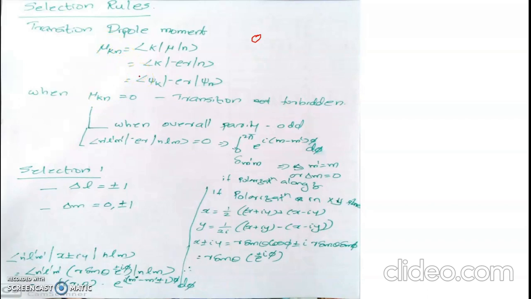Then, in order to derive the selection rules, we will have to identify those situations where mu kn will not be vanishing. So when will mu kn be vanishing? Mu kn will be vanishing when this evaluation is 0. This is equal to the integral from minus infinity to infinity over the valid range, psi k star, E r, psi n, d tau, where d tau is the volume element, and the minus is written outside.